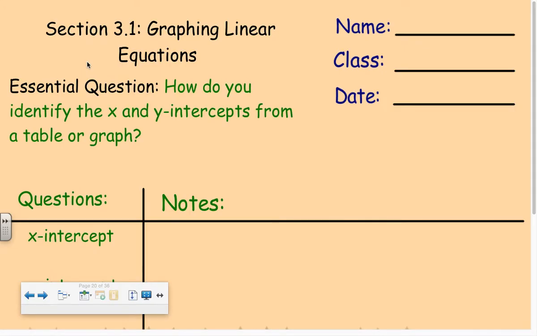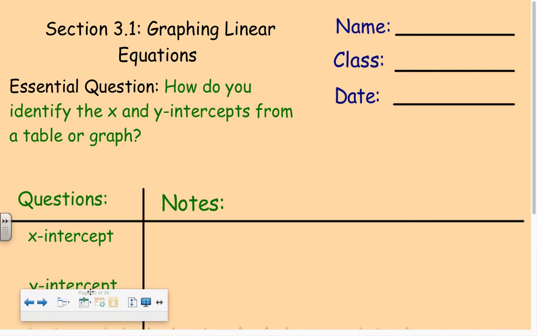Section 3.1, Graphing Linear Equations. Essential question: How do you identify the x and y intercepts from a table or a graph?